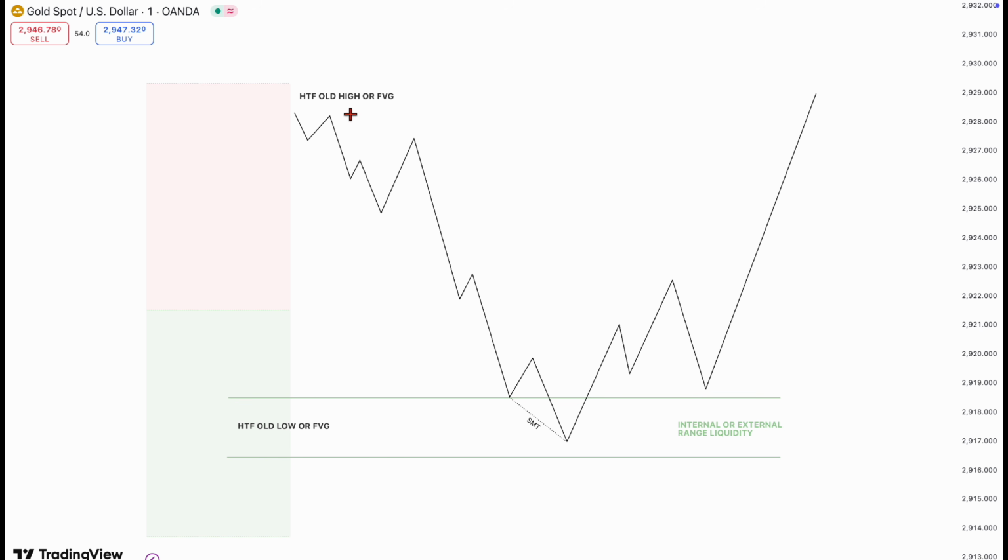We have a higher time frame old high, or a fair value gap here, and a higher time frame old low, or fair value gap here. Now we wait for price to come down to the discount if we are a buyer. What is going to be important here is SMT to form inside that internal or external range liquidity. It can form on this low or this low, but it's key that there is SMT form at higher time frame key levels for the change in state of delivery and or the market structure shift.